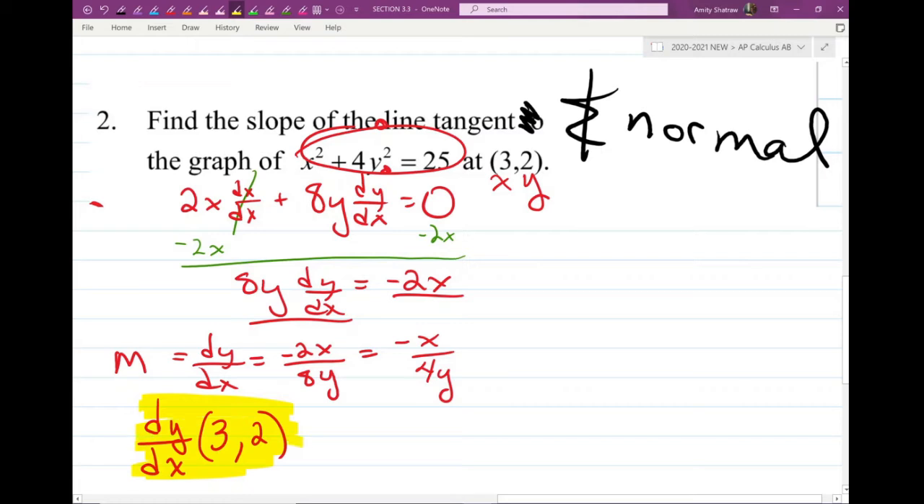It looks really good to me, that it mentions, hey, which values am I plugging in? So I will get a negative x over 4y, and the x is a 3 and the y is a 2. And so what I end up with is negative 3 over 8. And that is going to be the slope of the tangent.